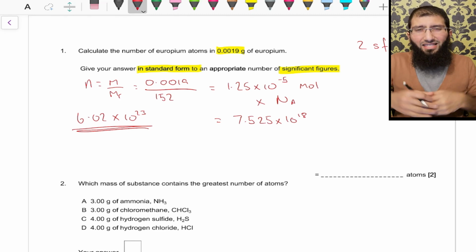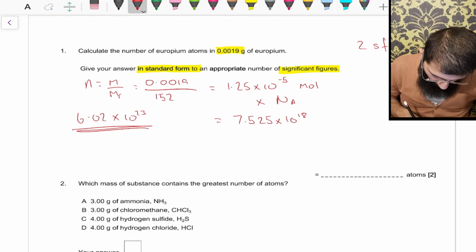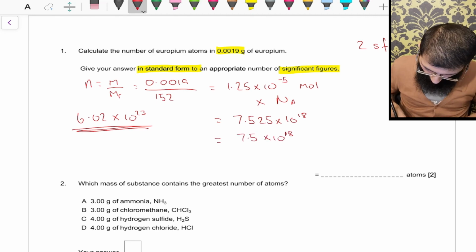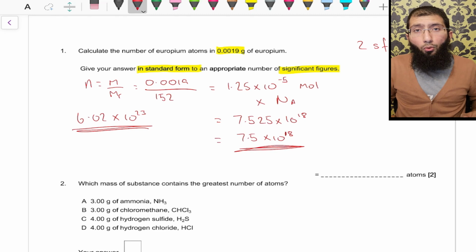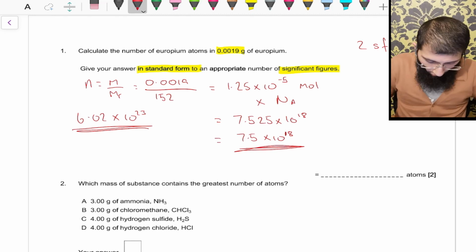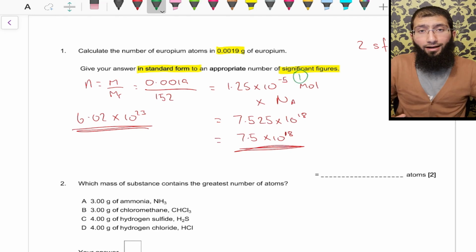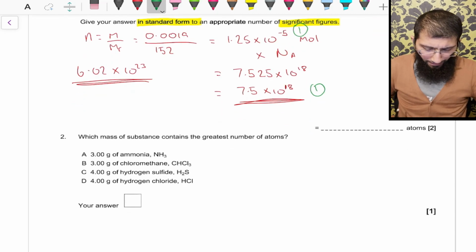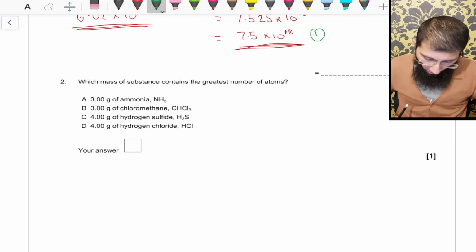Okay, so we've got our final answer, but we need to state it to the appropriate number of sig figs, which in this case is 2. So 7.525 times 10 to the 18 becomes 7.5 times 10 to the power 18. So that's the number of atoms there are in 0.0019 grams of europium. So where are you going to get the marks for this? You're going to get the marks for working out the moles as 1.25 times 10 to the minus 5, and you're going to get a mark for working out the correct number of atoms as 7.5 times 10 to the power 18, but it has to be 2 sig figs.